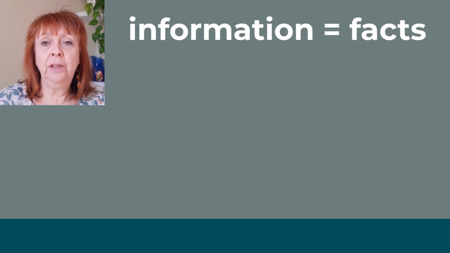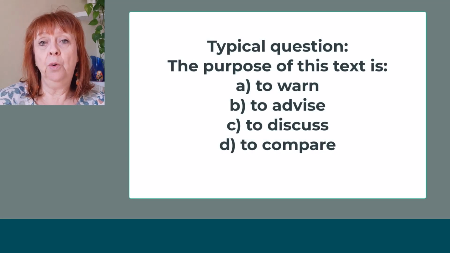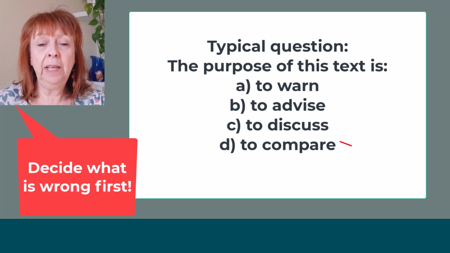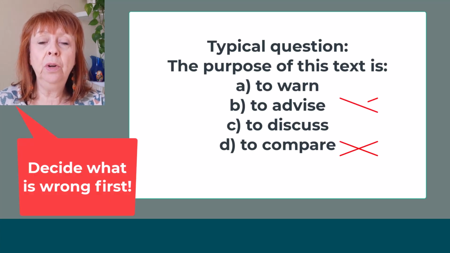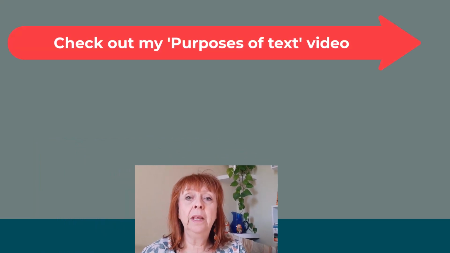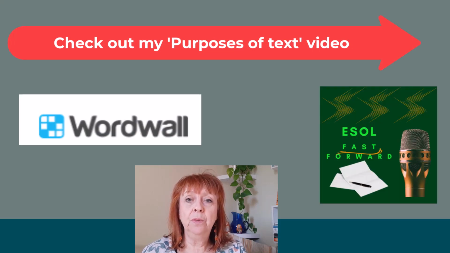You need to look at the options given to you in the question. There will always be 4. And if you are not entirely sure, start by working out what it's wrong, what it is not, before you decide. Now, I have a separate video discussing purposes of text in more detail, and I also recommend trying out word walls on this topic for your English level, as they can be fun but also useful. Here are some links.